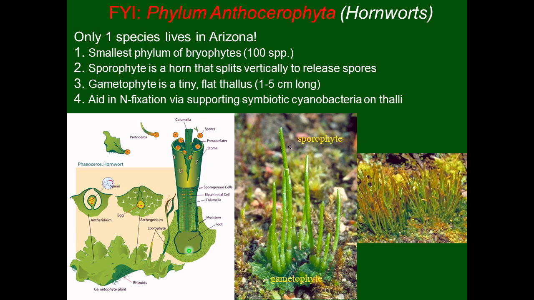Now that foot is what goes into the gametophyte. We can see the gametophyte plant is that leaf-like structure that has rhizoids on the bottom, and it produces the antheridium and the archegonium, which produce an egg and sperm. And then once they unite, then they will create another horn. We can see a picture of the sporophyte in the middle picture, and the gametophyte on the bottom. And then the bottom right is a bunch of those horns growing together.